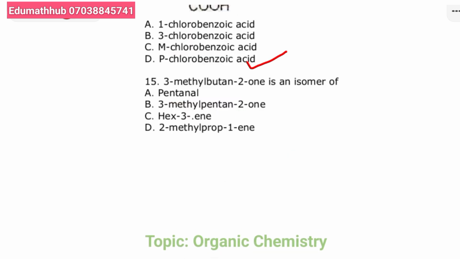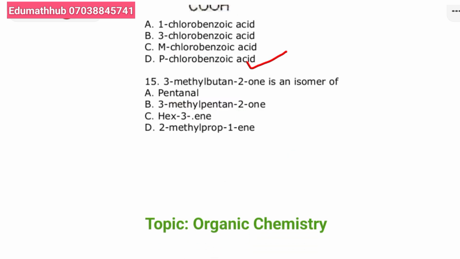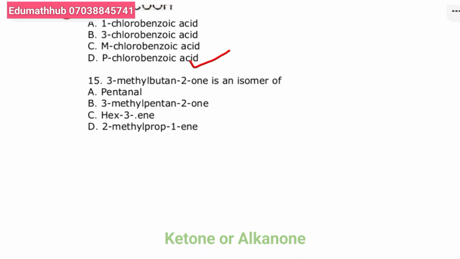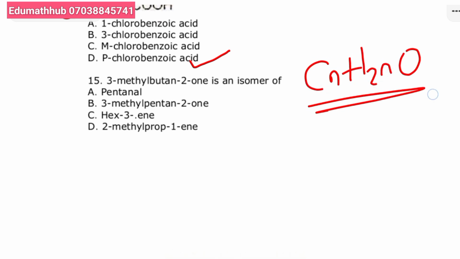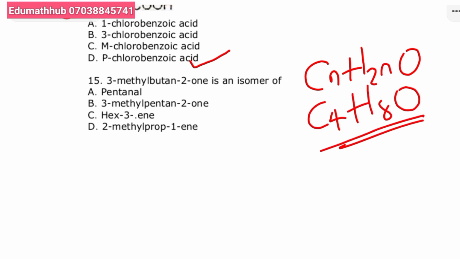For number 15, 3-methyl-butan-2-one is an isomer of dash. Butan-2-one is a ketone, or you can say it's an alkanone. And alkanones follow the general molecular formula CnH2nO. Since it is butan, that is 4, so I'm going to put 4 in this formula. That will be C4H8O. This is the formula we are looking for.